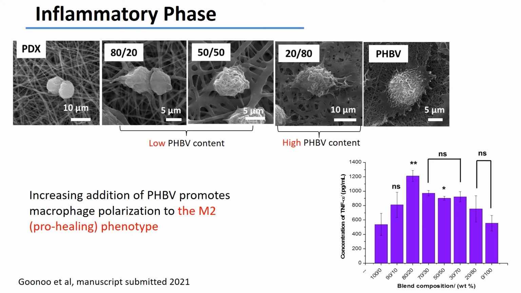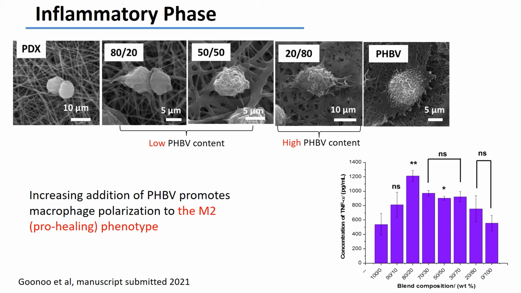Since inflammation is crucial for wound healing, we assessed the in vitro inflammatory response of the scaffolds with mouse macrophage cells. Addition of PHBV to PDX led to morphological changes in the macrophages. As noted from scanning electron microscope images here, macrophages cultured on low PHBV content mats displayed smooth and rounded shapes, while on high PHBV content they showed rough, ruffled surfaces.